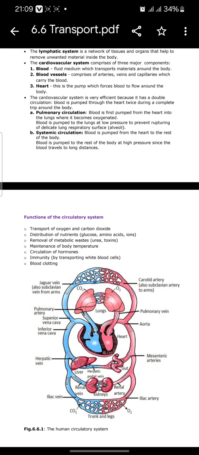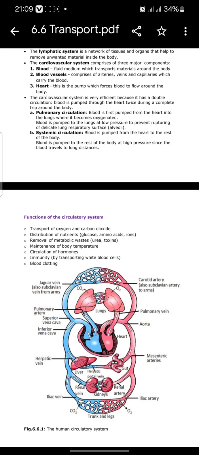Number two, distribution of nutrients like glucose and amino acids, which are carried from the intestines and distributed to the rest of the body, right? Then removal of metabolic waste. Metabolic chemical reactions are the reactions that occur in the body, like respiration, and this is called metabolism. They include deamination of excess amino acids, and respiration, right?